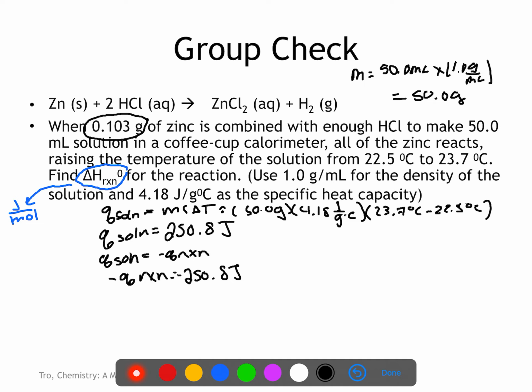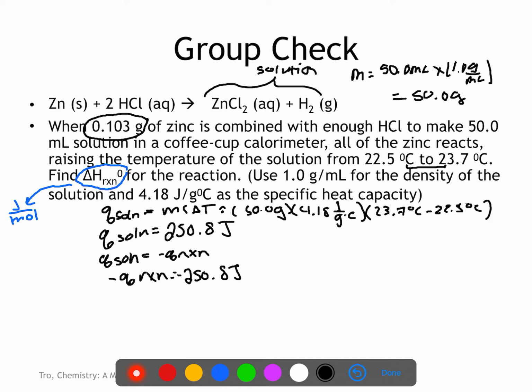The reason we didn't use the mass of zinc when we were looking for the heat of the solution is because the solution is what happened afterwards. The zinc and the hydrochloric acid, you don't have anymore to associate with the temperature change. So we needed to use the amount from the solution to figure out the heat.